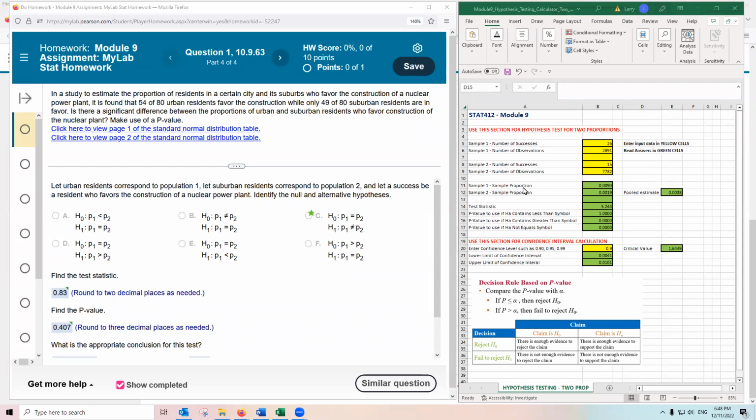This is module 9, and I wanted to go through a few homework problems from the MyLab homework, and also go over a few using an Excel spreadsheet to help with hypothesis testing. So here in module 9, we really want to look at hypothesis testing comparing two proportions.